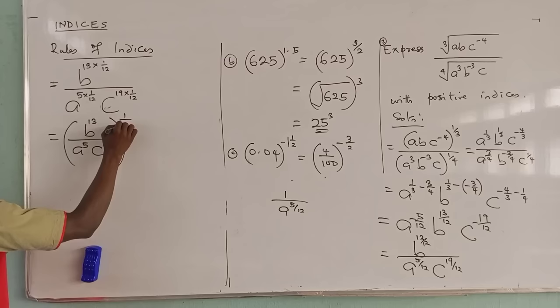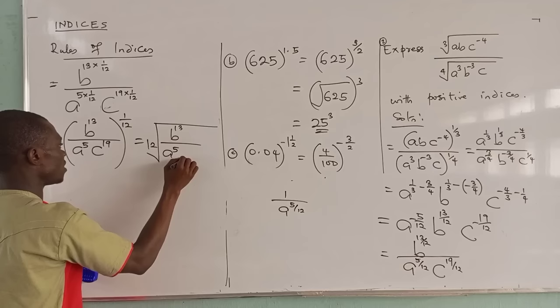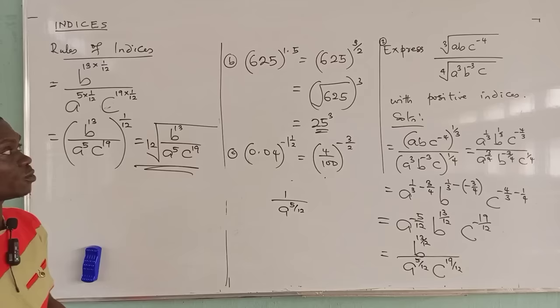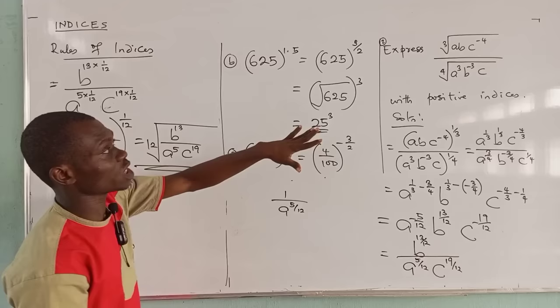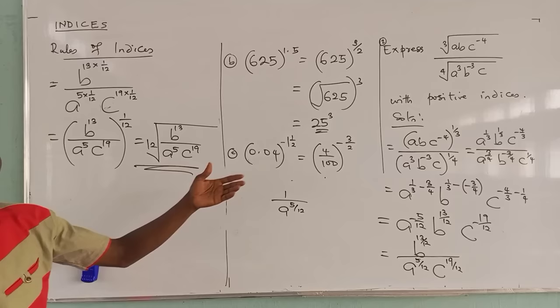And I can as well write that as the 12th root of b raised to power 13 all over a raised to power 5 times c raised to power 19. And that is my answer. So I've been able to simplify the initial expression I am given, which had negative powers. And now I have a single expression where all the powers are positive. And that is the solution to that problem.